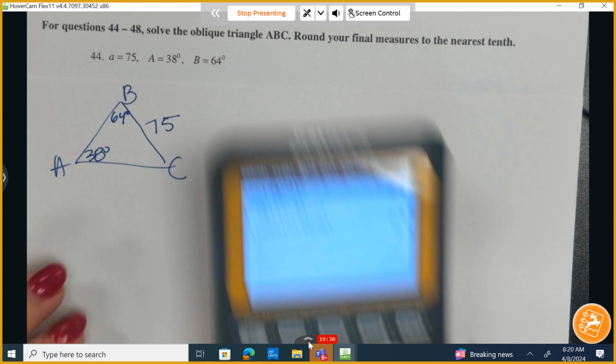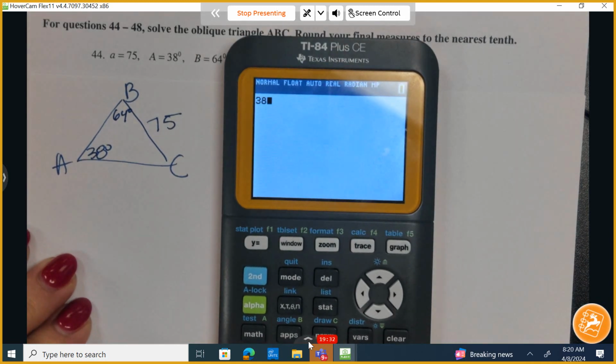And now we can easily figure out what angle C is. We're going to take 38 plus 64, and I'm going to subtract that from 180.